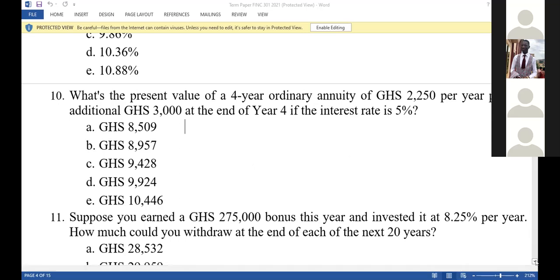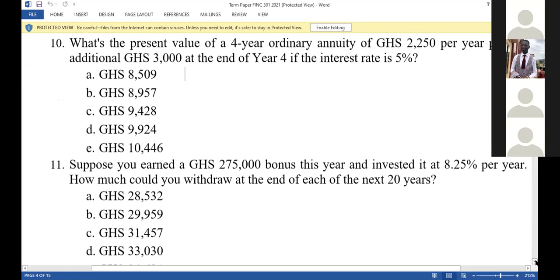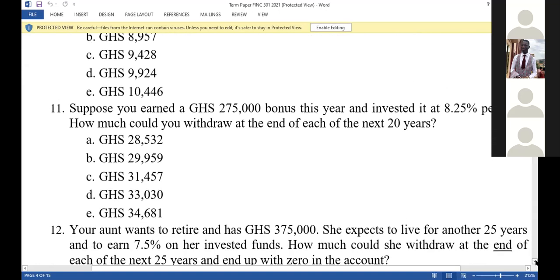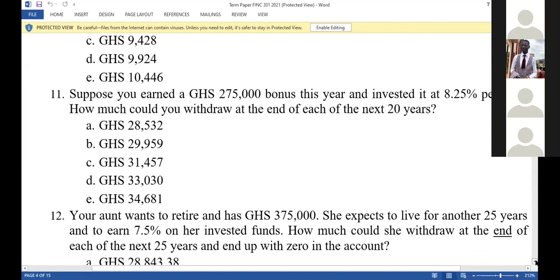28,532.45. Okay. Anybody with a different answer? Because I am having a different answer. Good. I also had A. You also had A. Okay. Next person. You said you also had A. Tell me what the figure is. 28,532. That's fine.